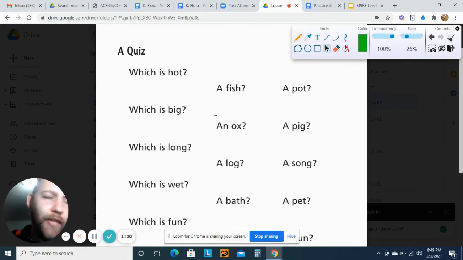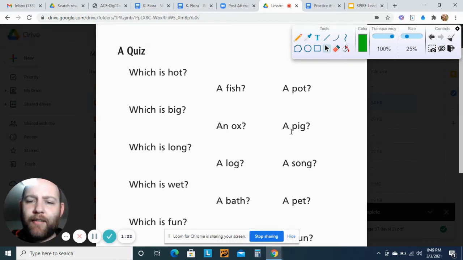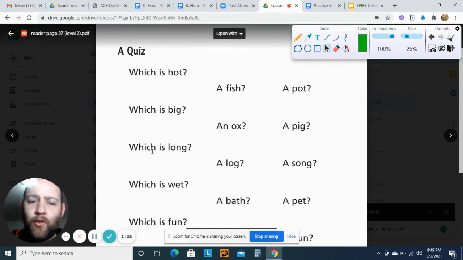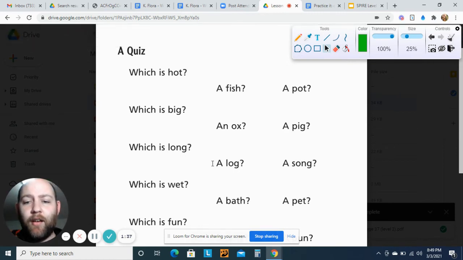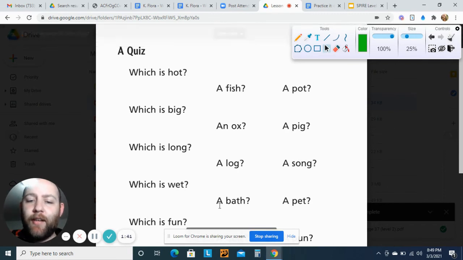All right. Go ahead and read the next 3 lines. These 3 right here. Go ahead and read those silently. Pause the video and read them silently. All right. Now that you're back, let's read them together. Which is big? An ox? A pig? Which is long? A log? A song? Which is wet? A bath? A pet?